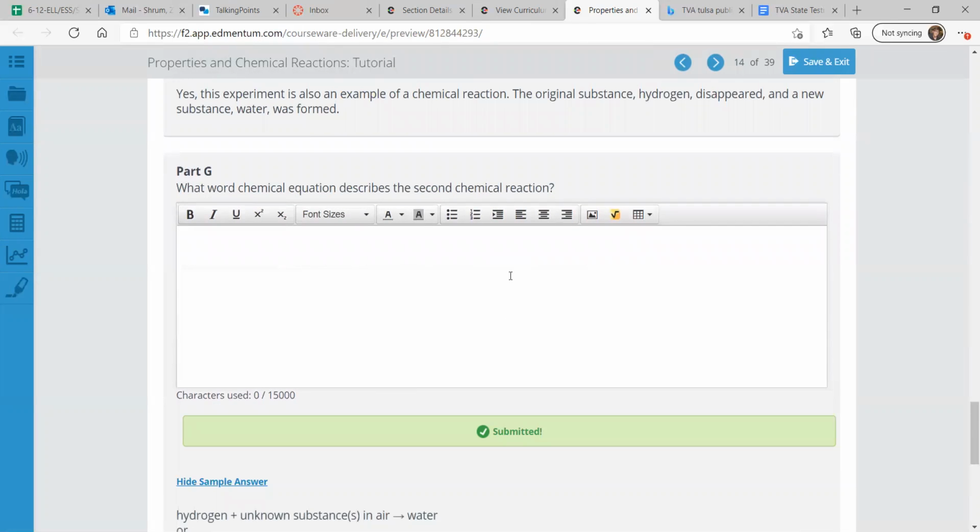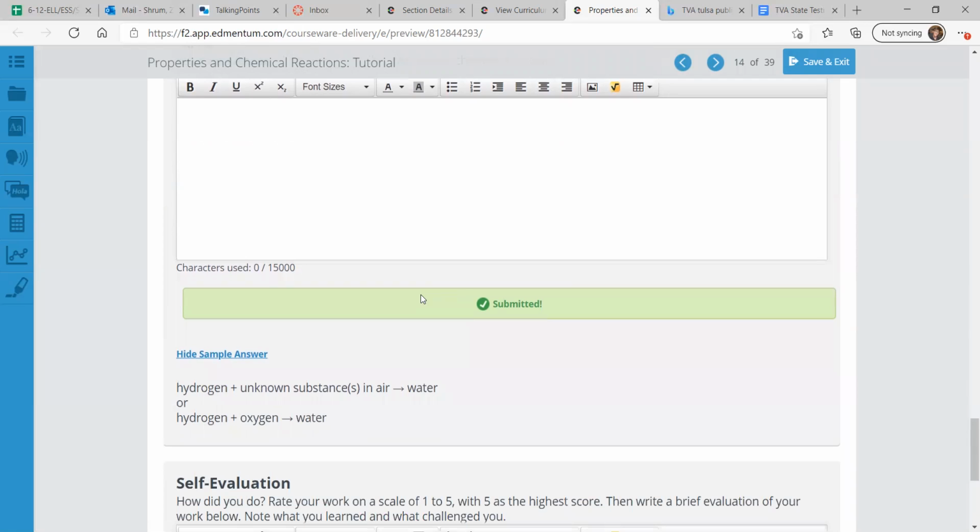What word chemical equation describes the second chemical reaction? So we had hydrogen plus those unknown substances in air, and that turned into water, or hydrogen plus oxygen equals water.